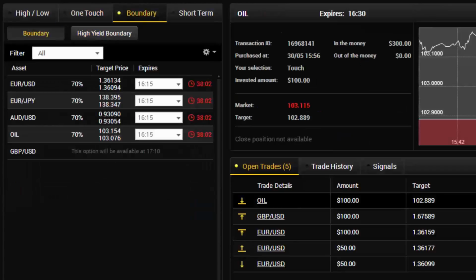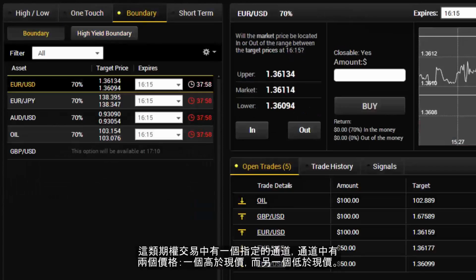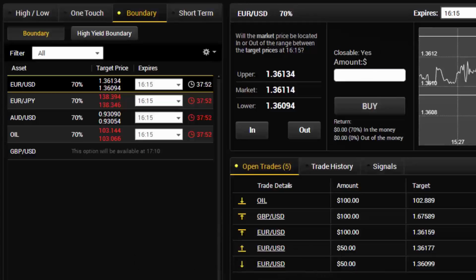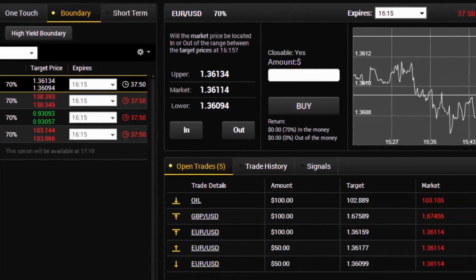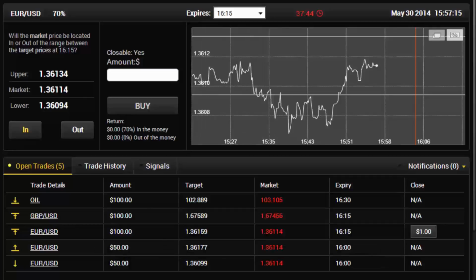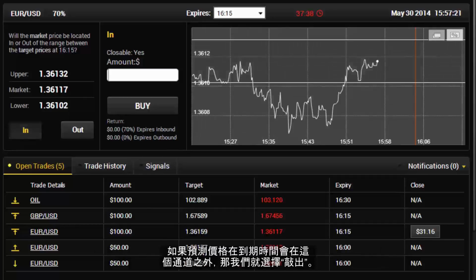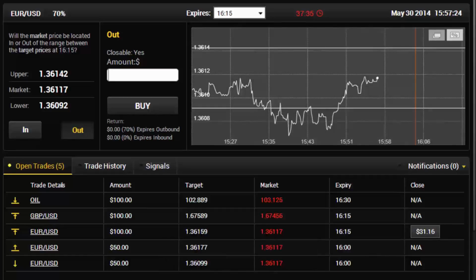It is also possible to do trades in the oil market as well. Boundary. In this option type, a channel with two prices, one higher than the current price and the other lower than the current price, is specified. Again, the expiry time is set here. If we speculate that price would be in the channel, then we can select in, while if the price would be outside the channel at the expiry time, then we can select out.